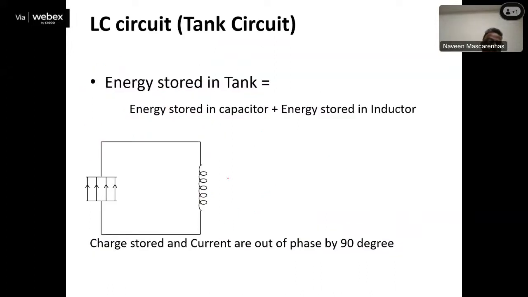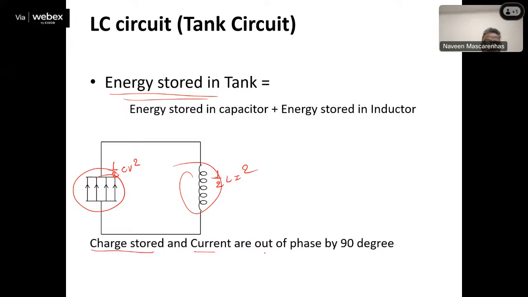LC circuit is also called a tank circuit. Tank because it saves energy. The amount of energy stored in a capacitor is always half CV square at any instant. Here it is half Li square. And you know that at any point of time, energy stored in the tank is nothing but the sum of the energy stored in the capacitor and coil. And the charge stored in the capacitor and the current are not in phase anytime. They're out of phase by 180 degrees.